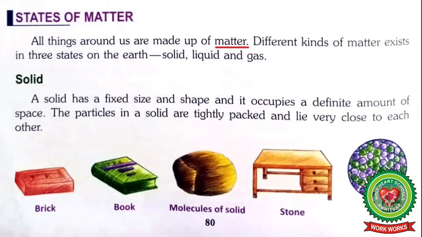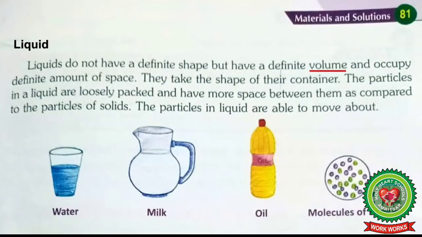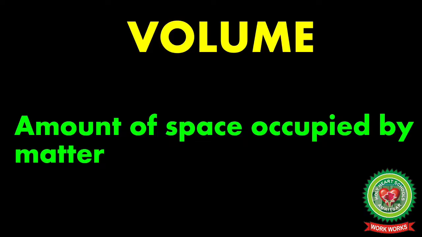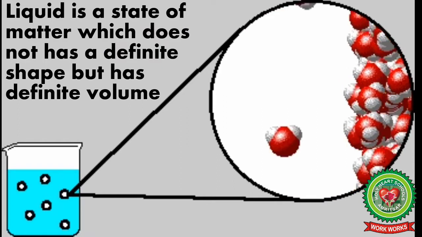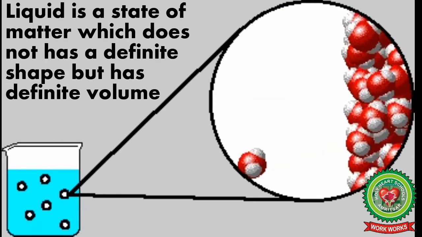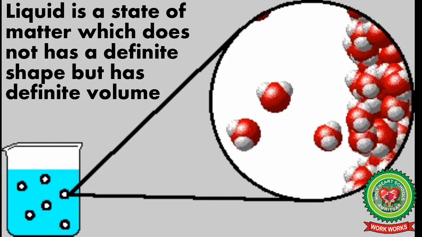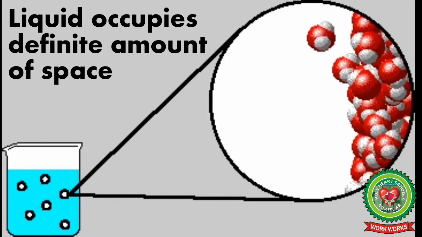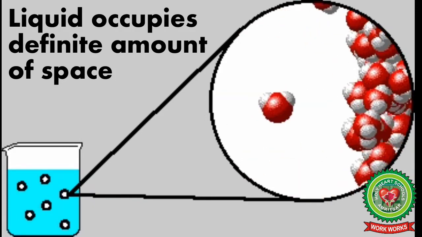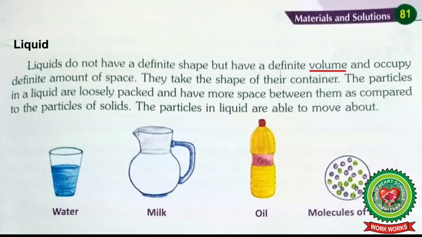Now, the next state of matter is liquid. Liquid does not have a definite shape but has a definite volume and occupies a definite amount of space. Underline the word volume and write down its definition. Amount of space occupied by matter. So, liquid is a state of matter which does not have a definite shape but it has a definite volume and it also occupies a definite amount of space. They take the shape of their container.